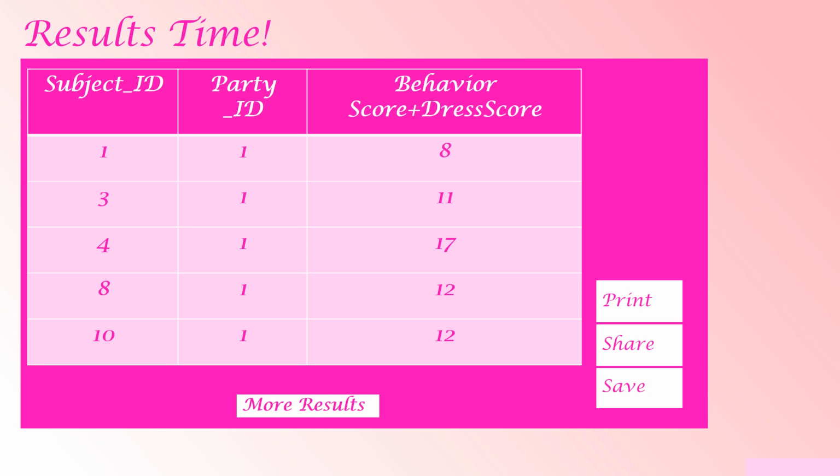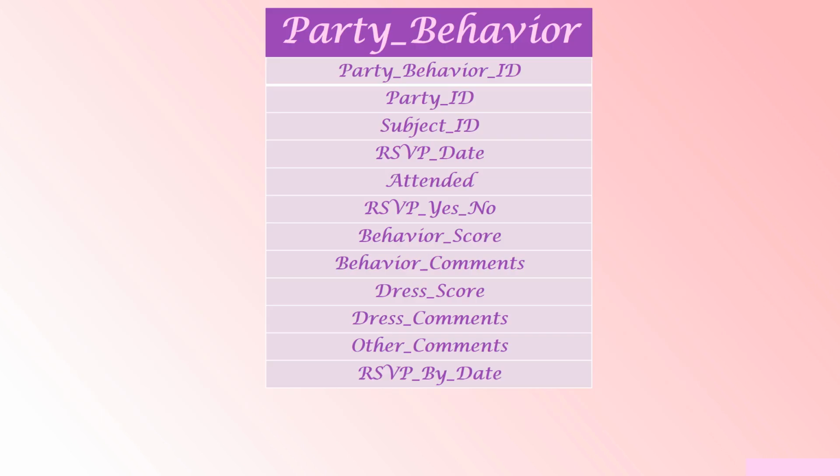Cinderella would see that subject ID 4 was really a hit at party 1 because subject 4 combined dress score and behavior score was 17. And subject ID 1 wasn't behaving or dressing up particularly well for that party. She had a combined score of 8.